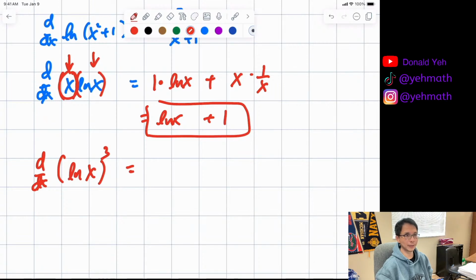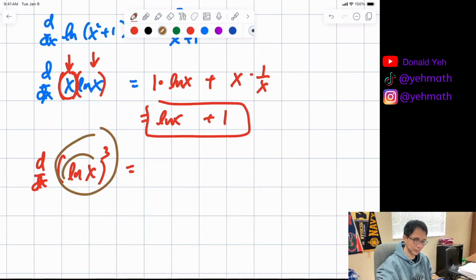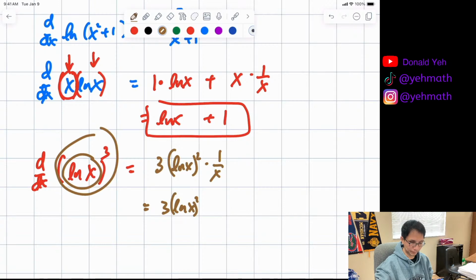What will be the derivative of natural log x to the third power? Is it 3 ln x squared over x? Yes. Excellent job. There are two circles here, one within another. Did you see that? So it'll be 3 ln of x squared times 1 over x. Good job. Is that okay? Is that hard? No?